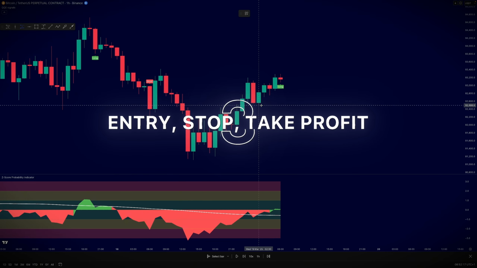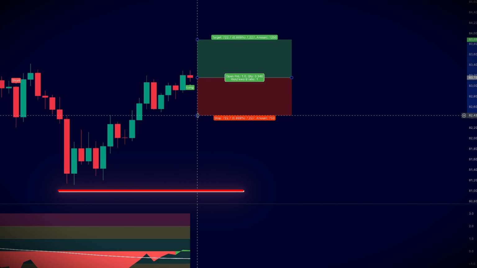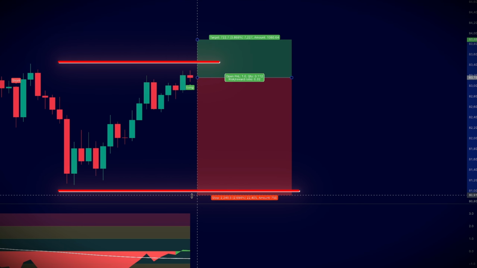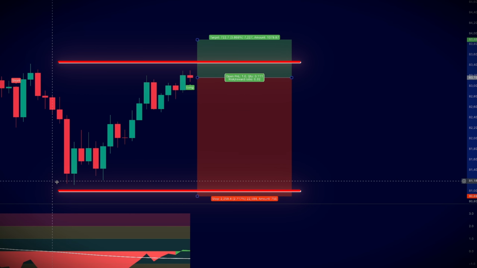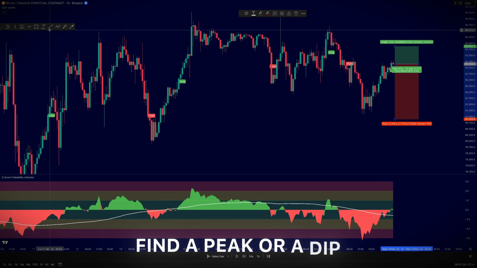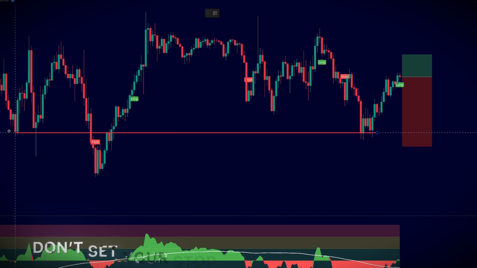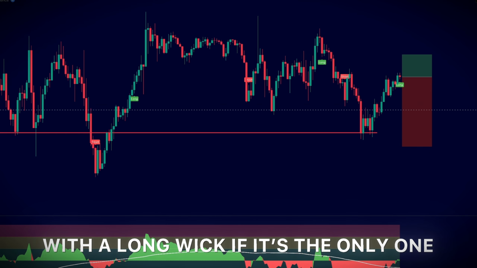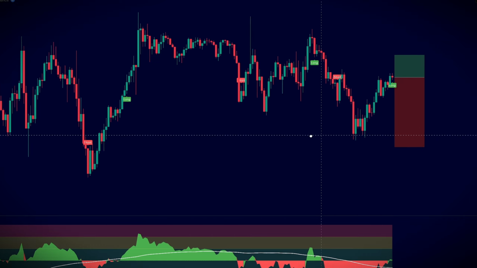Rule 3, entry, stop, take profit. We enter immediately after the close of the candle where both conditions matched. We set the stop loss beyond the nearest local extreme point. For a sell, the stop goes above the nearest significant high. For a buy, the stop goes below the nearest significant low. How do you determine if it's significant? Look at the chart and find a peak or a dip from which the price has bounced at least once. Don't set your stop behind a random candle with a long wick if it's the only one. It's better to set it a bit wider but above a real level. If you're unsure, use the high from the last 10 to 15 candles.